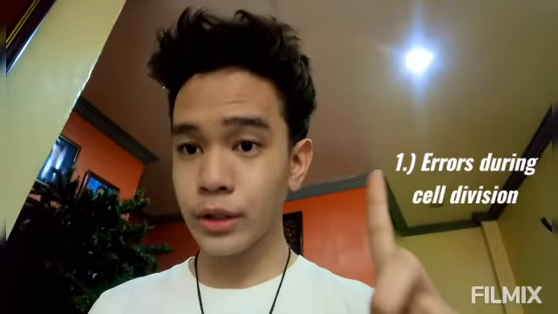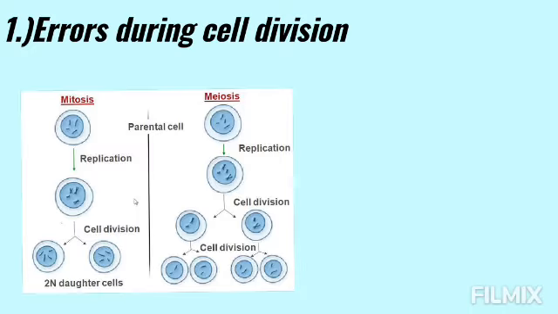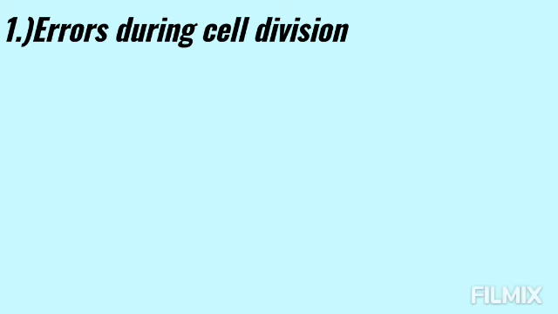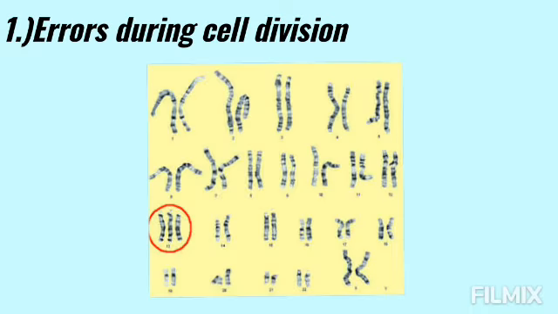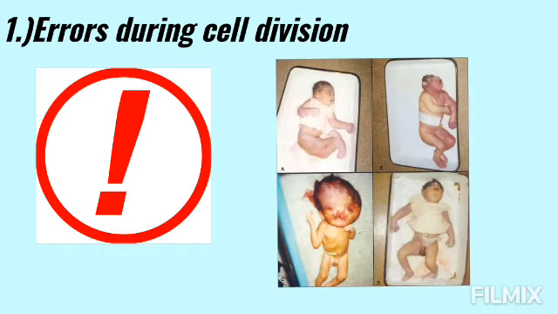1. Errors during cell division. During mitosis and meiosis, mutations arise when one section of the gene has been deleted, substituted, translocated, or duplicated abnormally. Sometimes, it occurs when there is an incomplete number of chromosomes, an extra chromosome, or a translocated region of a chromosome. Errors during cell division result in congenital conditions and may be hereditary.